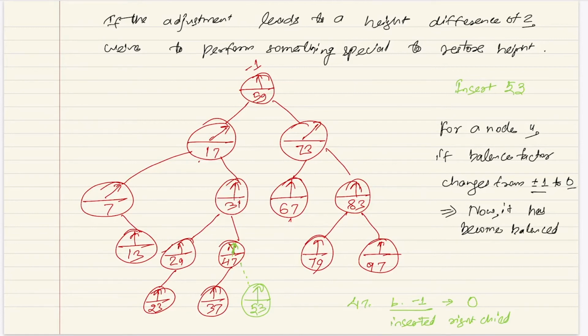But the height of the subtree rooted at U does not change. Right? Because earlier one of the subtrees was larger than the other, but when it changed to 0, the one that was smaller has gained some height, so that now they are equal. Because in insertion you insert only one node, it cannot happen that both the left and right subtree have gained height. Only one of them has gained height.